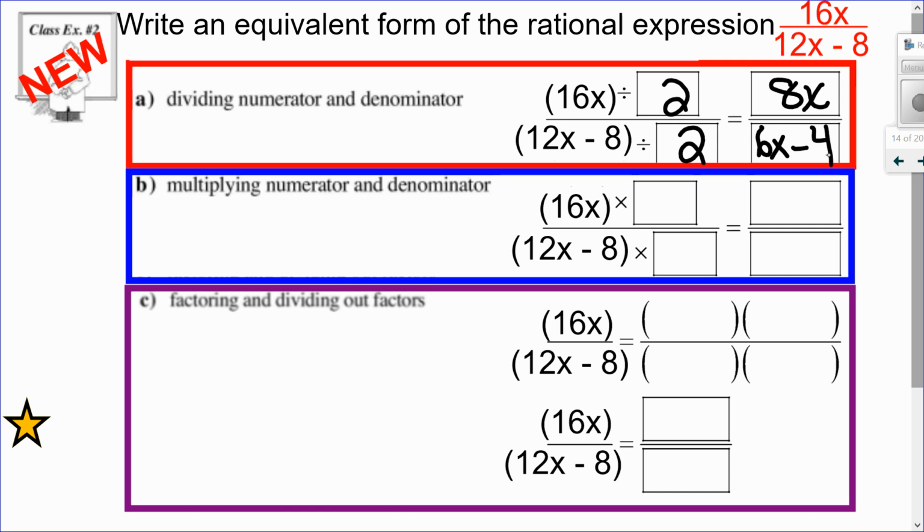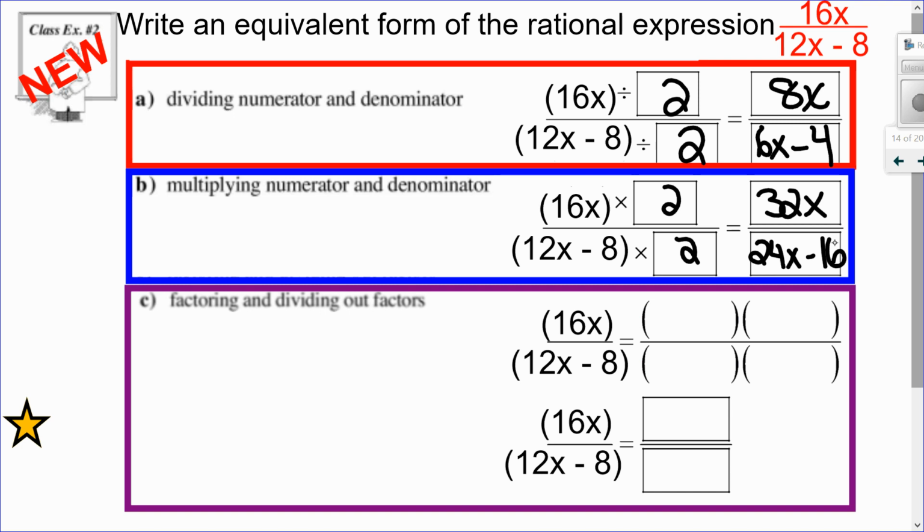Now let's try and write an equivalent expression by multiplying the numerator and denominator. Let's say multiply it by 2. So 16x times 2 is 32x. 12x times 2 is 24x minus 8 times 2 is 16.